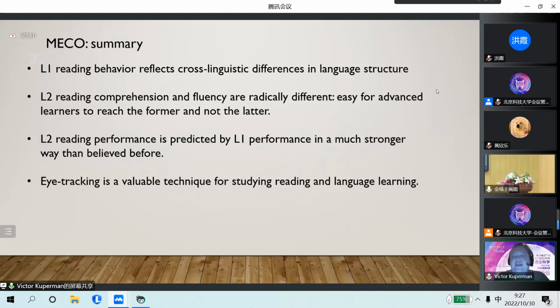And finally, I hope that I convinced you that eye tracking is a valuable technique for studying reading and language learning. Thank you so much. I'm happy to take questions.